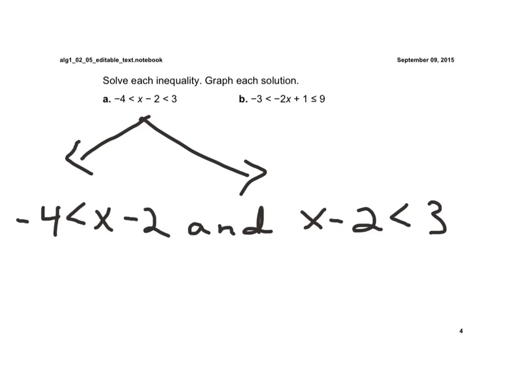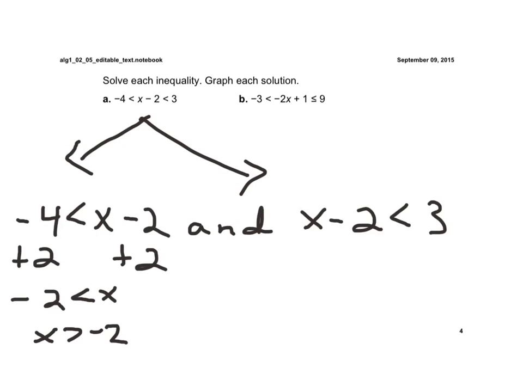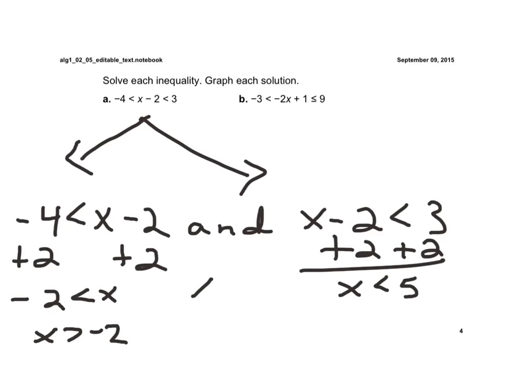So now I solve this first one. So I'm going to add 2. I have negative 2 is less than x, which could be written as x is greater than a negative 2. Here I would add the 2. Now we get x is less than 5. And so we could write it as x is greater than a negative 2 and x is less than 5.